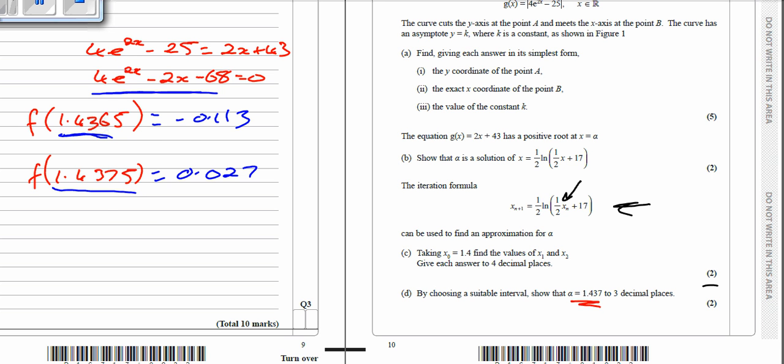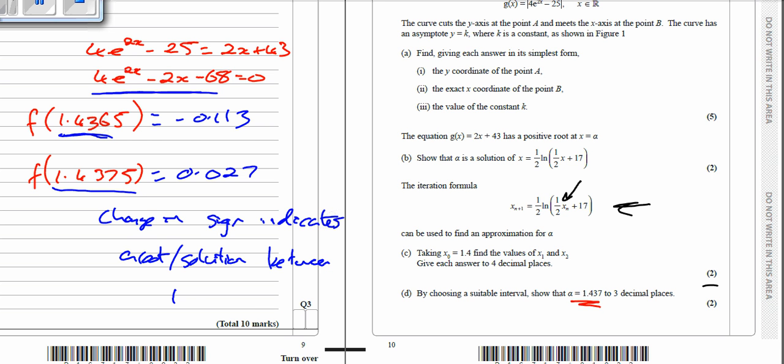So therefore we say that the change in sign indicates a root or solution between 1.4365 and 1.4375, therefore 1.437 to 3 decimal places, and that's enough to get you the mark for that one.